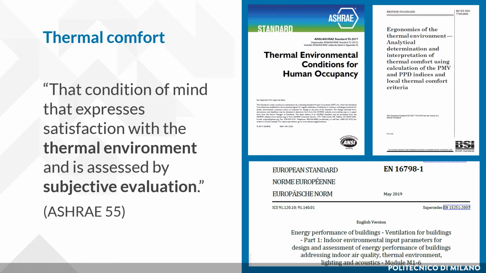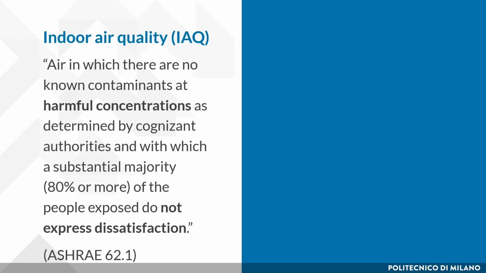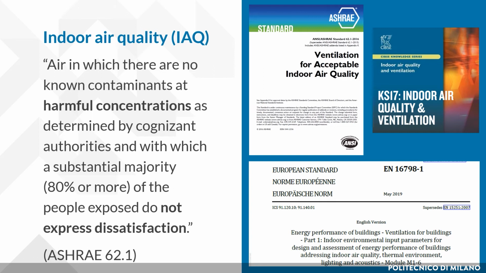And there are ASHRAE and ISO and EN standards that enable us to understand how to conduct these measurements and this subjective analysis. Similarly, but with a slightly different perspective, we have indoor air quality. In this case, there are two steps of the definition of acceptable indoor air quality. The first part refers to the fact that we have to make sure there are no contaminants at harmful concentrations. While the second one is like for thermal comfort, it's about the preference of the majority of people. And also in this case, we have a number of standards and guidelines, both in Europe and in the US, that enable us to design indoor air quality.